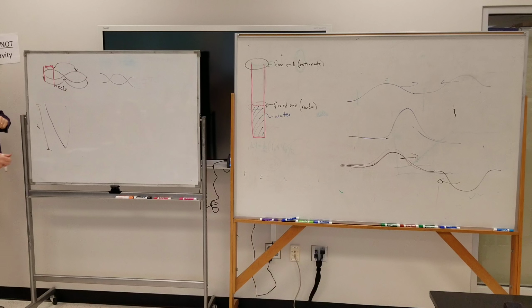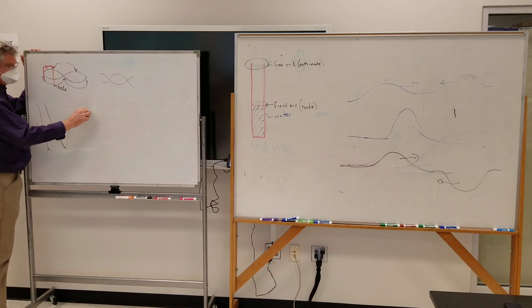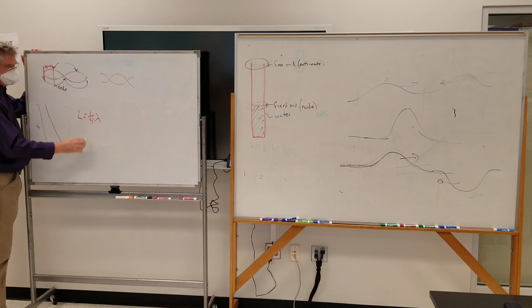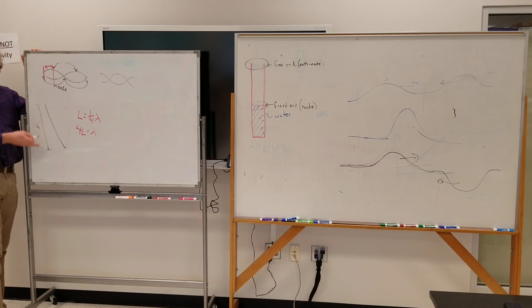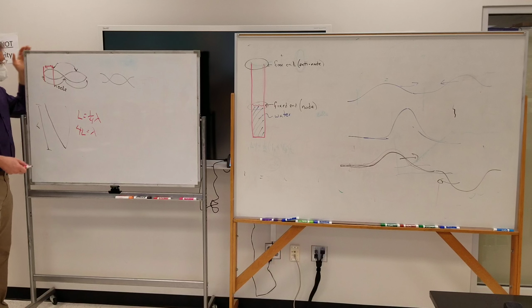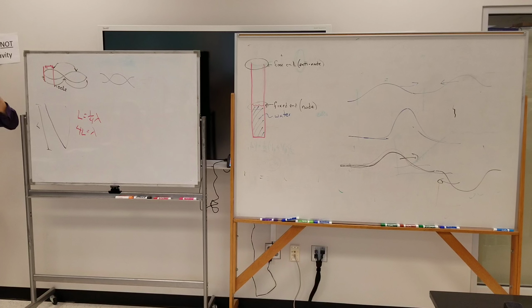I just stretched it out. So the first harmonic should happen at a quarter of a wave. This length, the height of the air column, is equal to a quarter of a wave, which means that the wavelength is 4 times the length of the air column. The next harmonic is actually not the second harmonic here, it's called the third harmonic.